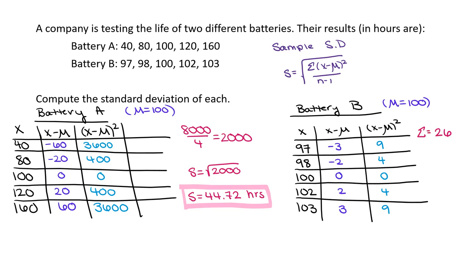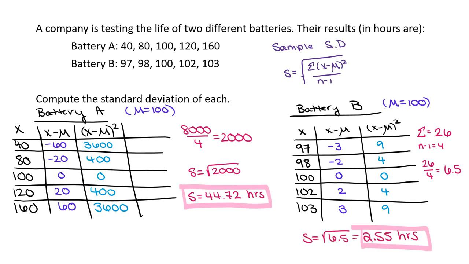Next step is to find the sum. So I'm going to take all of those numbers in that last column, 9 plus 4 plus 0 plus 4 plus 9. Add them up and I got 26. We still have 5 data points, so the n minus 1 is 4. N was 5, n minus 1 is 4. 26 divided by 4 is 6.5. Finally, we take the square root of 6.5, and there's my standard deviation, 2.55 hours.